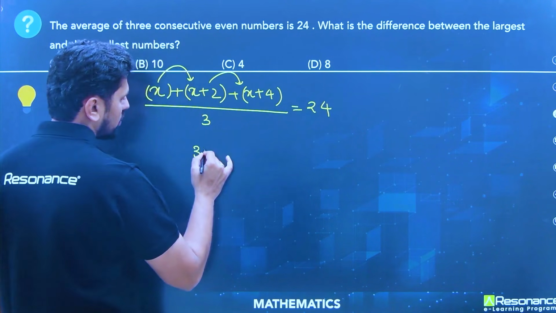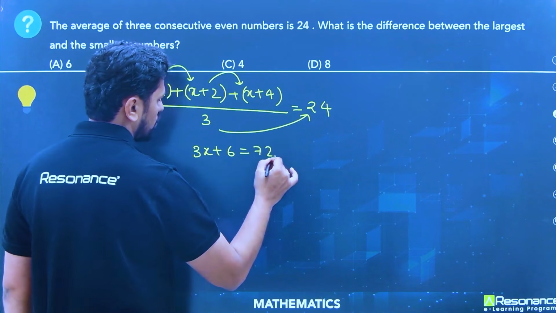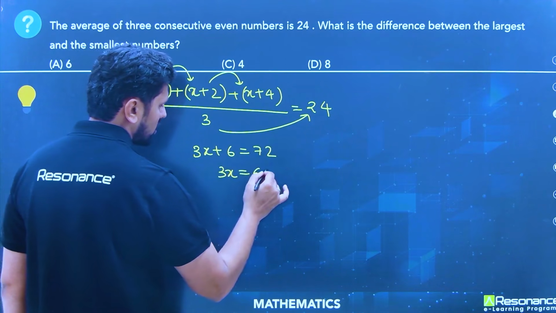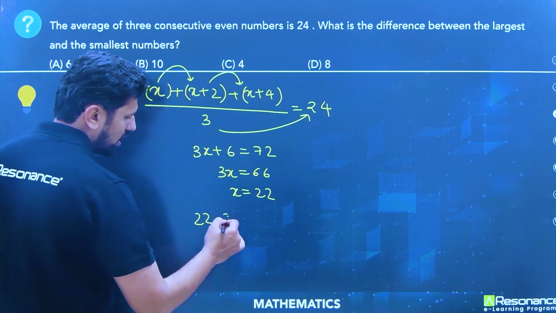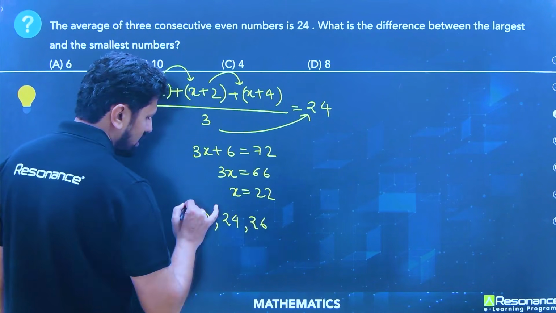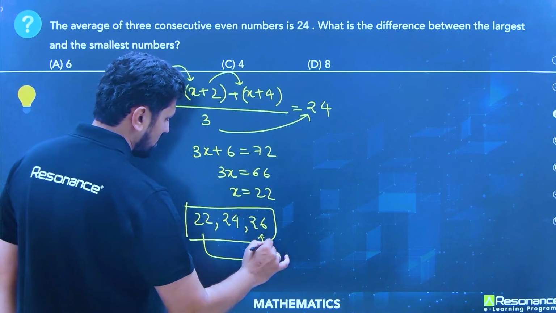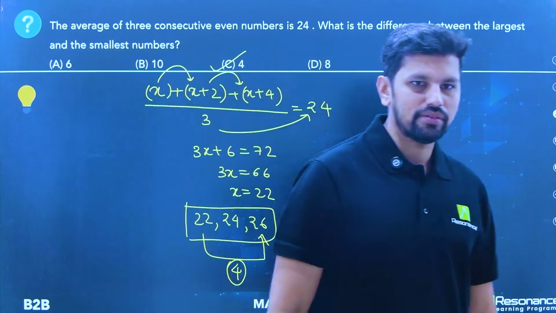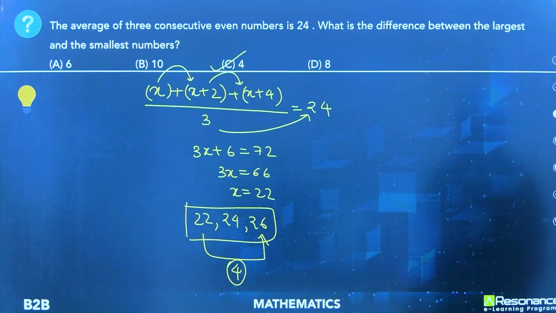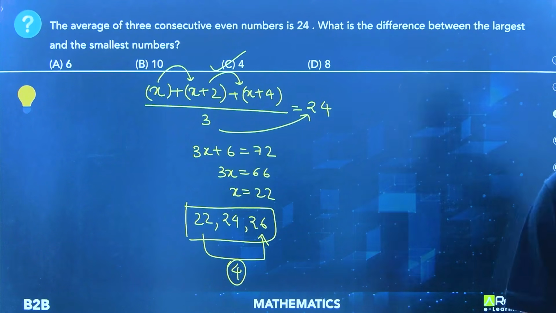So we'll get 3x plus 6. 3 multiplied by 24 is 72. So 3x equal to 66. So x equal to 22. So what are the numbers? 22, 24 and 26. So what we need to find? Difference between the largest and the smallest, that is equal to 4. Option C. Yeah, very good. Going at a good pace. Can we move on to next one? Everybody is clear?